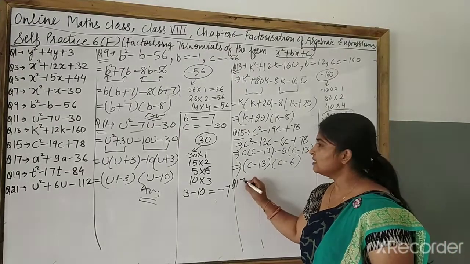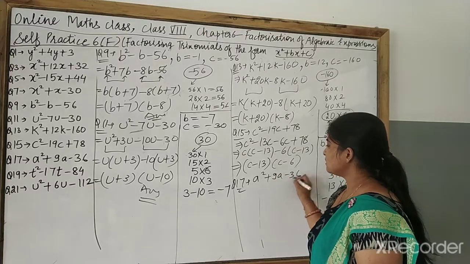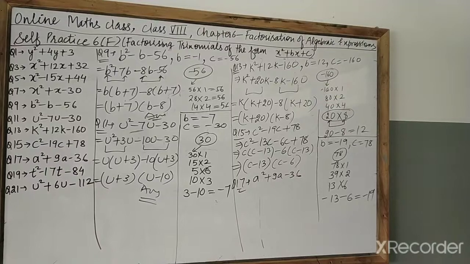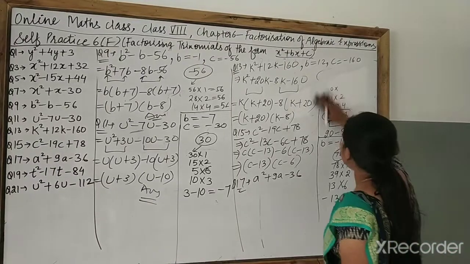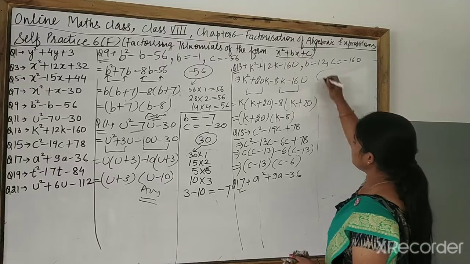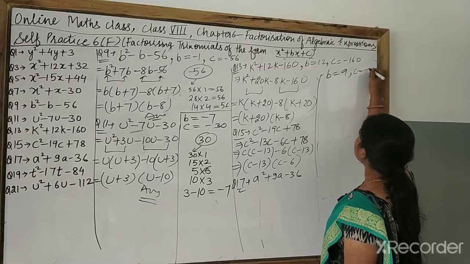Question number 17. See, a square plus 9a minus 36. Okay. The same thing. How will I split this 36 so that I get the answer? So first of all, compare it. What is the value of b? b is coming 9 and c is coming minus 36.